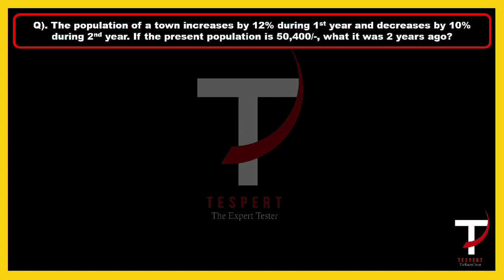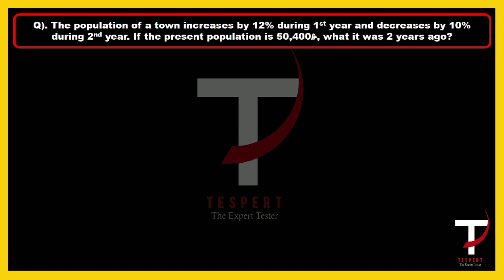The population of a town increases by 12% during the first year and decreases by 10% during the second year. If the present population is 50,400, this is not rupees, sorry, what was it 2 years ago? 2 years ago means 2 years before. We need to find the population of the past, not present, not future.